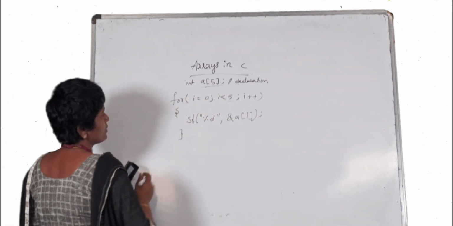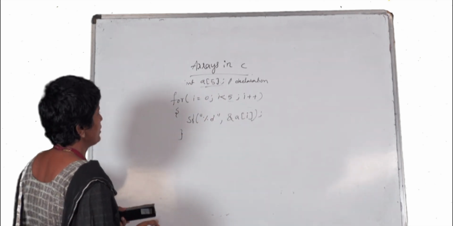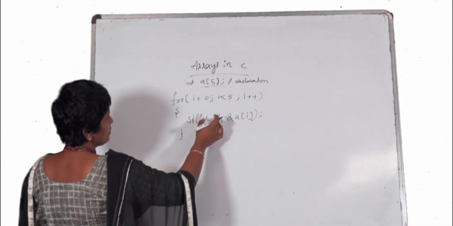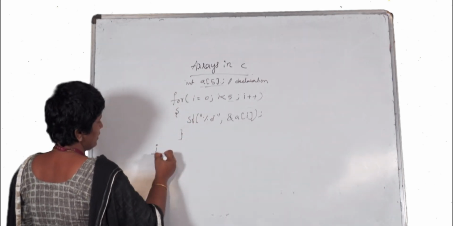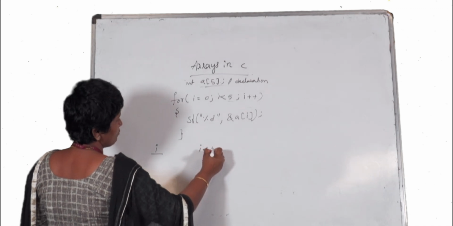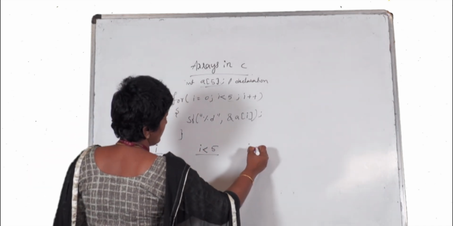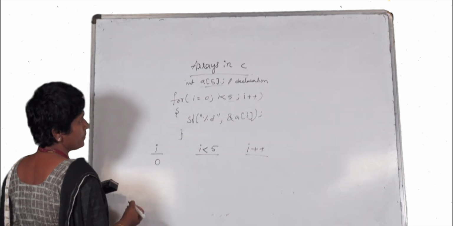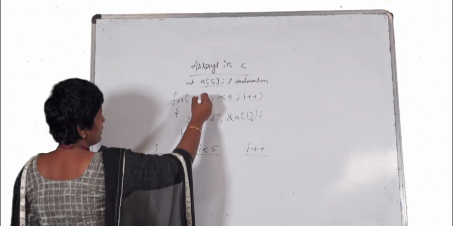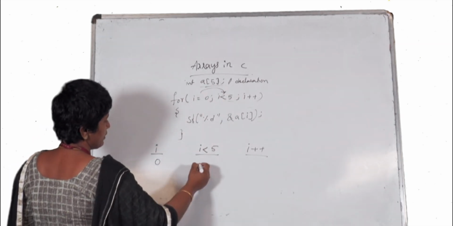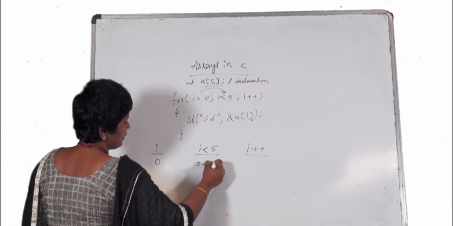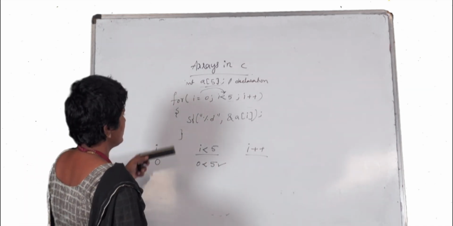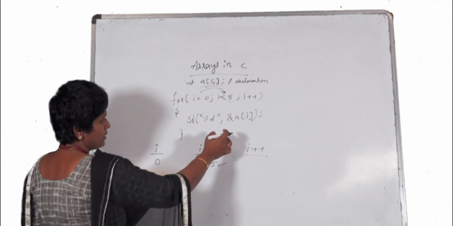After that, closing the loop. How do we read the array elements? Let us analyze this: for i = 0, i < 5, i++. Initially the i value is 0, and it enters the condition. 0 less than 5, this condition is true, so it enters the for block, that is scanf with the address of a[i].